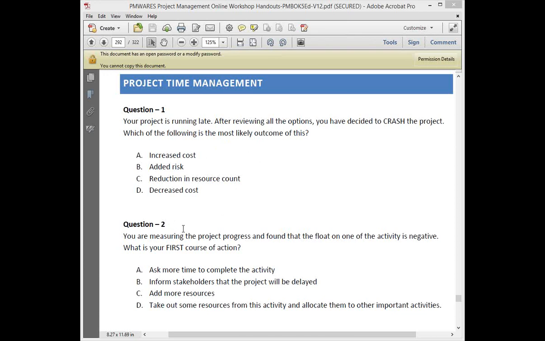You are measuring the project progress and found that float on one of the activities is negative. So what is float? Available time by which an activity can be delayed without impacting the project end date, right? So what does the negative figure actually represent? Positive figure, available time; negative figure, unavailable time. That means the time which is lost. We are delayed.